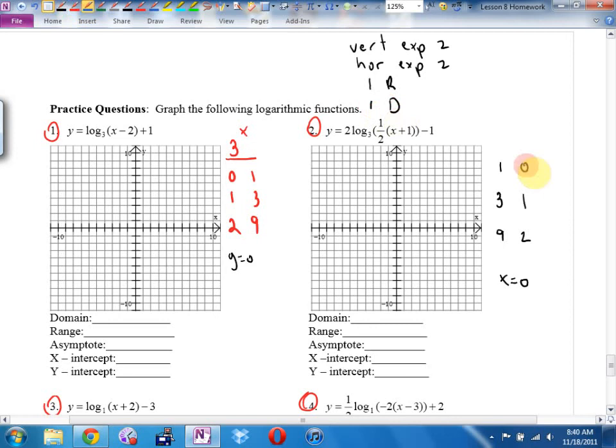Vertical expansion by 2 means the y's are going to change. Should be one left. Absolutely, it'd be one left. That's what I wrote. I'll make that L a little clearer so you can read it better.